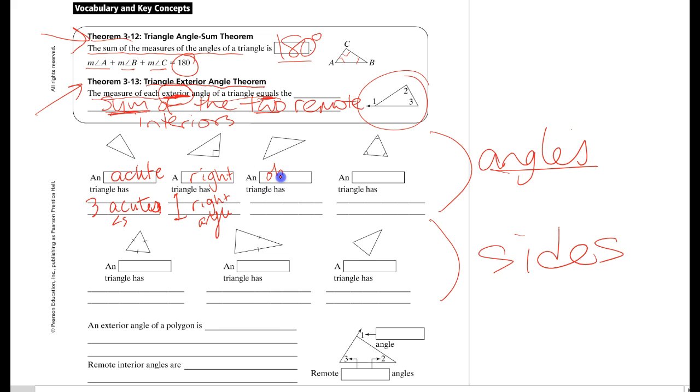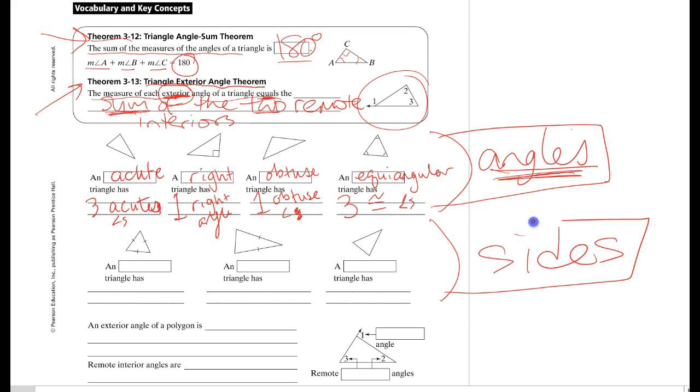An obtuse triangle has 1 obtuse angle. And an equiangular, that one was the new one for you. Equiangular triangle has 3 congruent angles. Now, that was how we name them by their angle measurements.